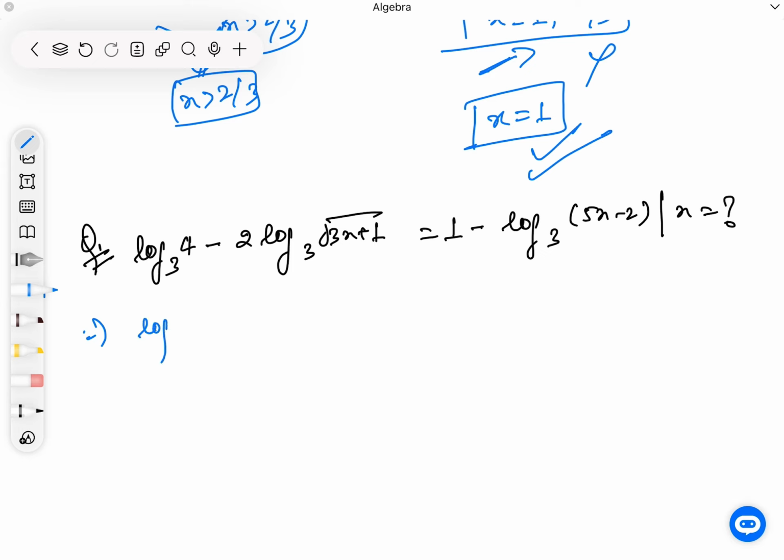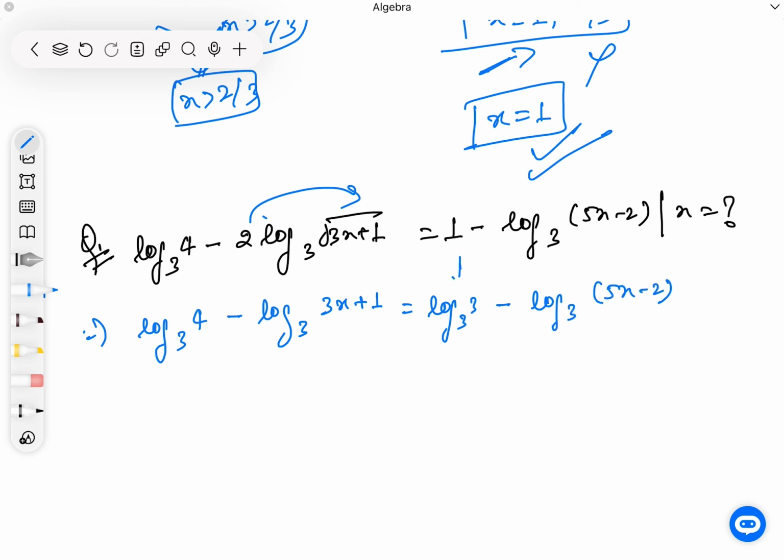Cool. So I can write it as it is. For this, I can take this 2 over here and I can remove this root since this will be in power. So this can be written as 3 root (3x + 1) squared, so that will be 3x + 1, equals log of 3 base 3 minus log of (5x − 2) base 3. Okay, 1 can be written like this.